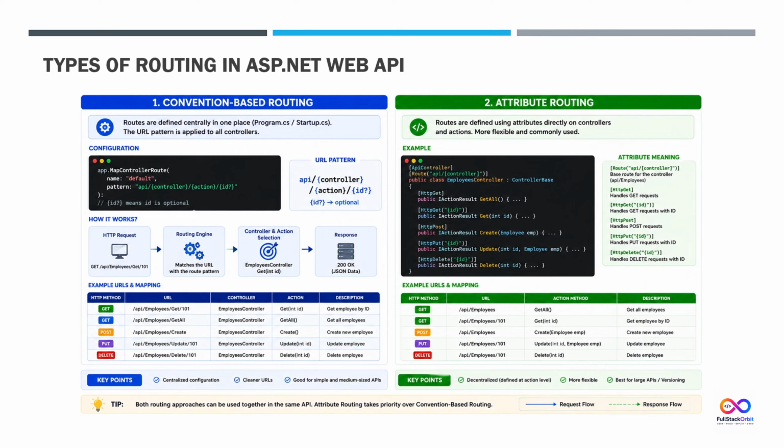That is why attribute routing is generally preferred in a modern ASP.NET Web API application. One important interview point to remember is convention-based routing uses centralized route configuration, while attribute routing defines routes directly on the controller and action. In real-world projects, attribute routing is used more frequently because it offers better flexibility and maintainability.